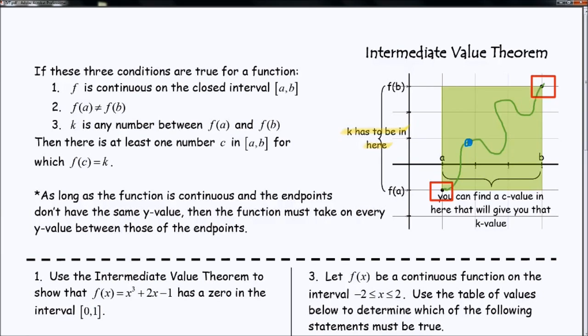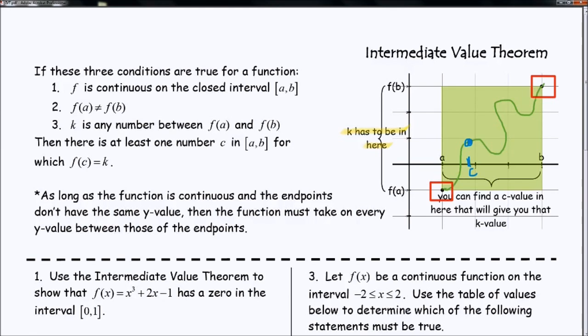There's my k. And there has to be some sort of c that creates that k. So if I have a y coordinate between f of a and f of b, there has to be some sort of c, the x version of that ordered pair for that y coordinate, which is k. Be careful, as long as the function is continuous and the endpoints don't have the same y value, then the function has to take on every y value between those two endpoints.